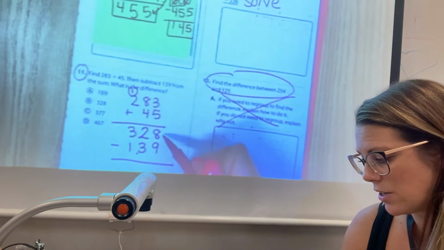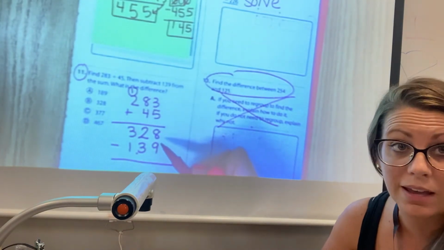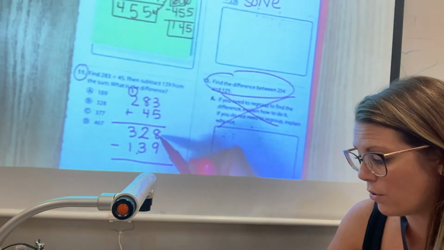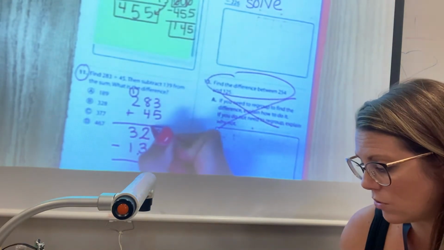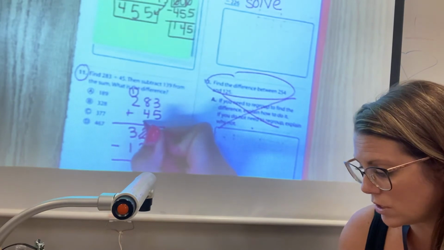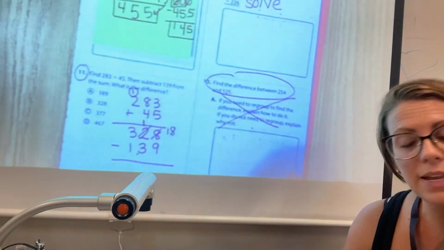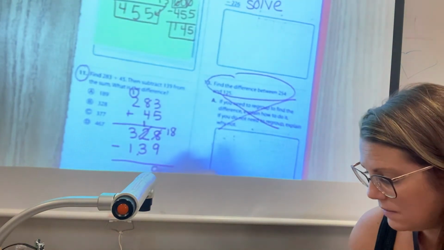So we always ask ourselves the question, and I'm sure you're sick of me saying it, but I hope you're saying it, because I will never get sick of hearing it, because I know you're really thinking: more on the top or more on the floor? There's more on the floor. So we have to go next door and get 10 more. The 2 turns into a 1. The 8 turns into an 18. 18 minus 9 equals 9.